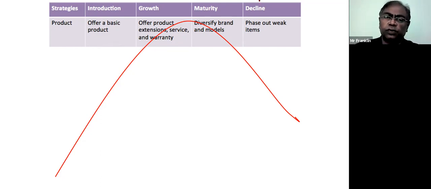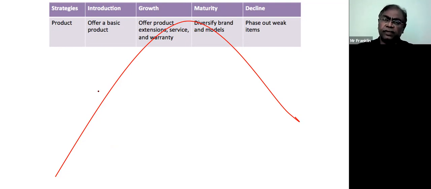Now this graph shows you the product life cycle. Once it's introduced, it comes up to maturity and comes down to the decline stage. So when a new product is introduced in the market, the product strategy at the beginning is what? Offer a basic product. Basic means just a simple product.